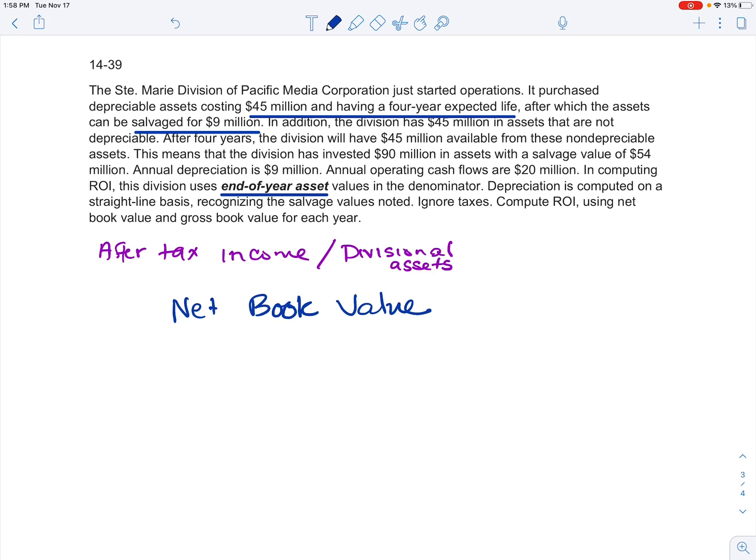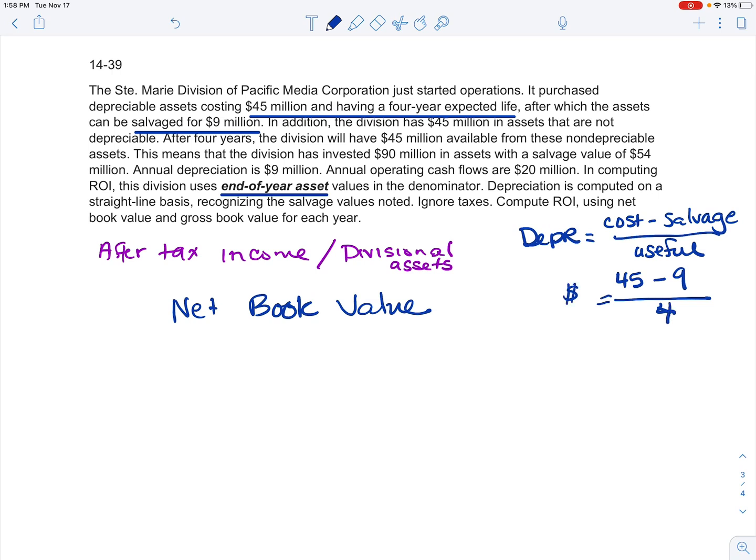That's important because we have to know what our depreciation is. They're using straight line depreciation. If you need a little reminder what that is, it's your cost minus your salvage value over useful life. So here, my cost is 45. I expect to get $9 million back. My useful life is, I lost it, I think, 4 years. Is that right? Yep. Therefore, I'm going to depreciate $9 million per year.